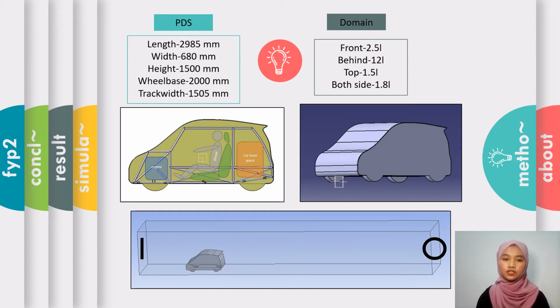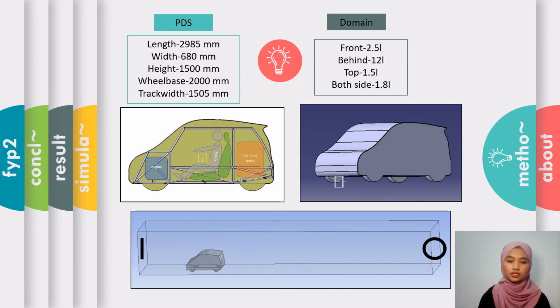The first picture shows the car package of NF-MKII car. We can see the engine compartment at the front, the car boot space, the driver and the chassis. The second picture shows the 3D model that will be imported to the ANSYS Fluent. We use ANSYS Fluent to conduct the CFD analysis.